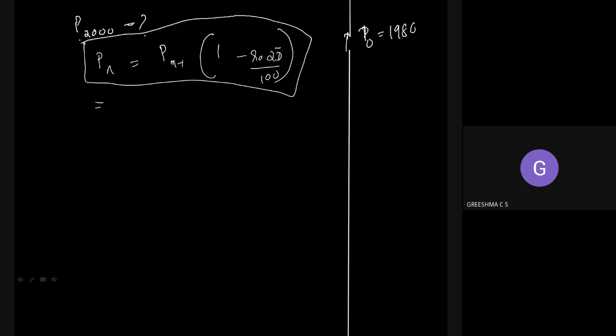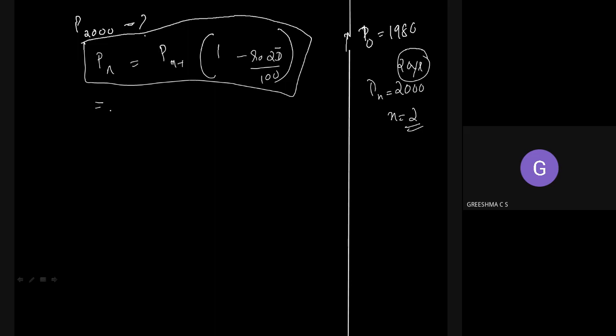Okay, I think you will get it wrong. From 1980 to 2000, how many years are there? For 1980 to 2000, you have 20 years. That is 2 decades, so n is equal to 2.